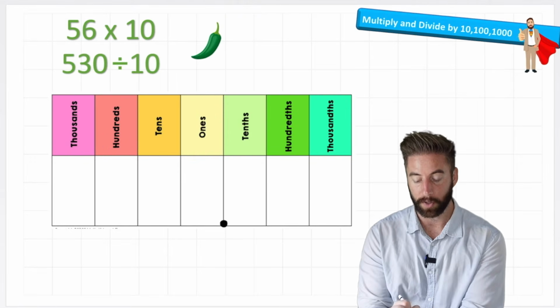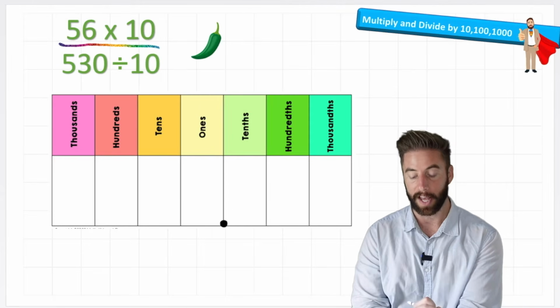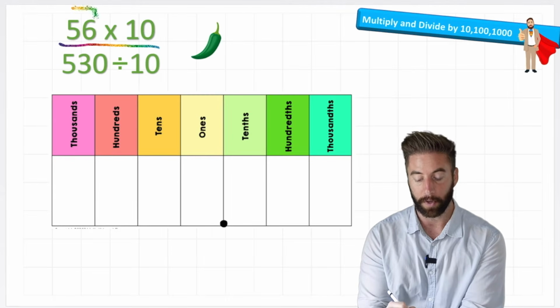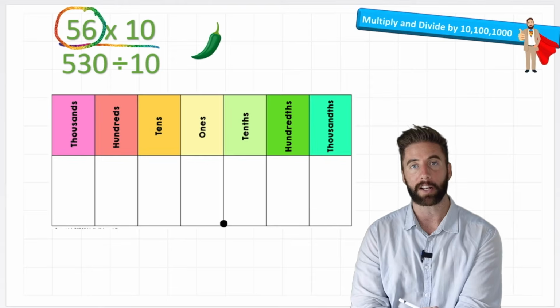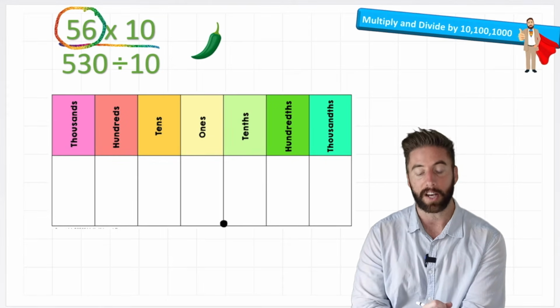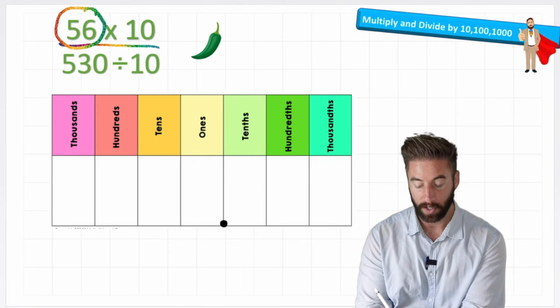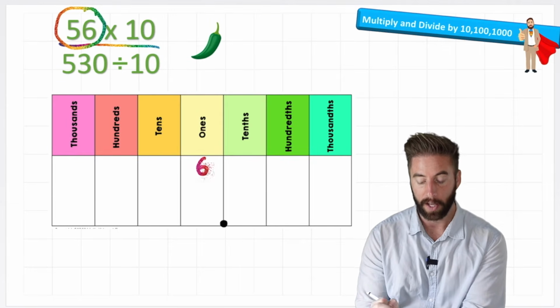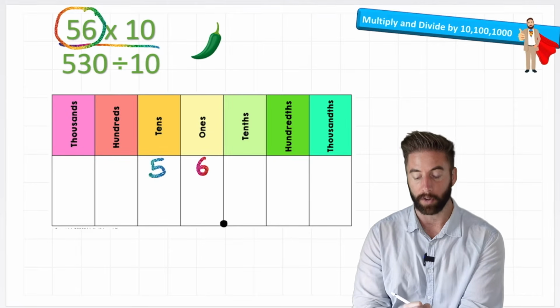Well, let's take our first question here, the 56 times 10. The first thing we're going to do is put our 56 into our place value chart, really focusing on the value of these digits. So in 56, I know that I have 6 ones. So I'll put my 6 in the ones column, and I know that I have 5 tens, so I'll put the 5 in the tens column.